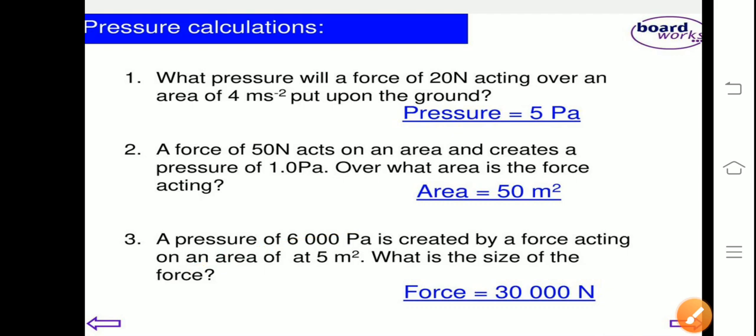Next, some other questions are given to you. You have to solve them. Okay, children, first one, second one, and third one, the answers are also given. You try them in your notebook.